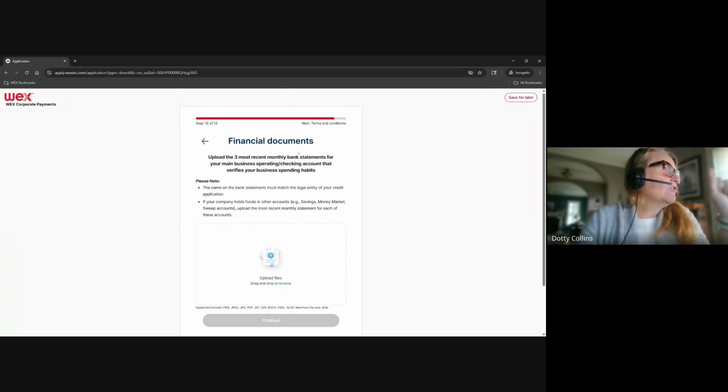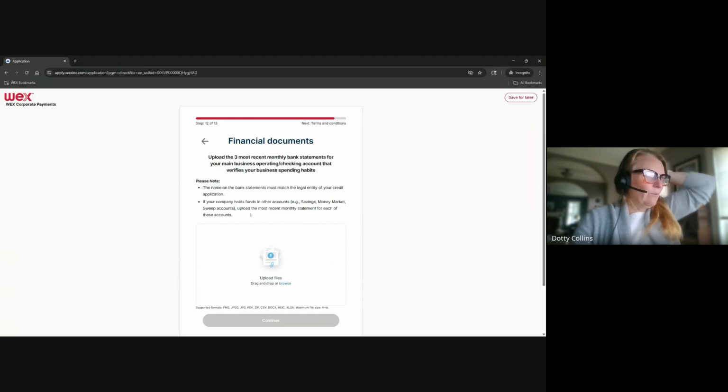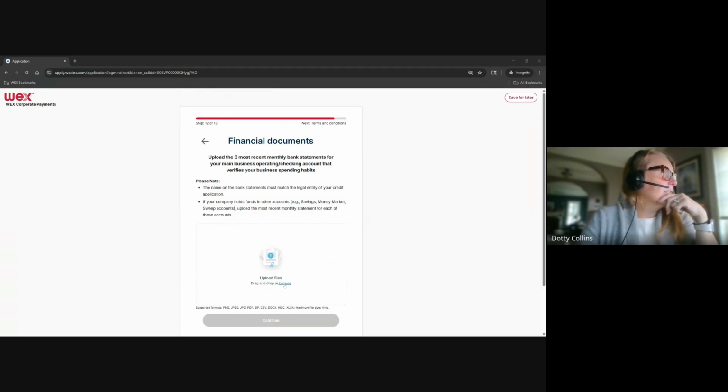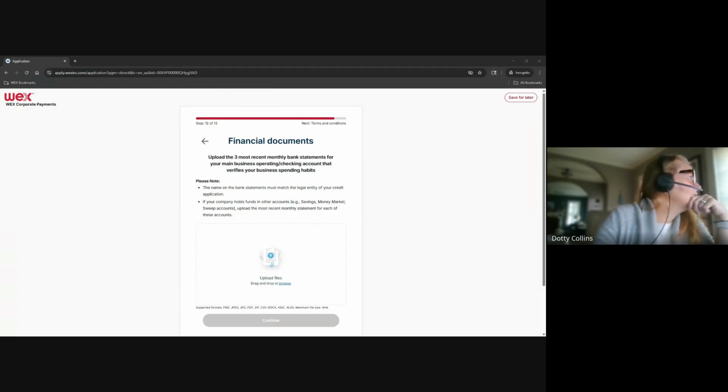So we're at the financial documents here, and we know we have to collect 3 months of your bank account information. We went through here and got a little detailed about what we want and what we don't want. So it could be savings, money market, sweep accounts. Give us those 3 months. That's what we want. So the user has the ability to download information and add it over.